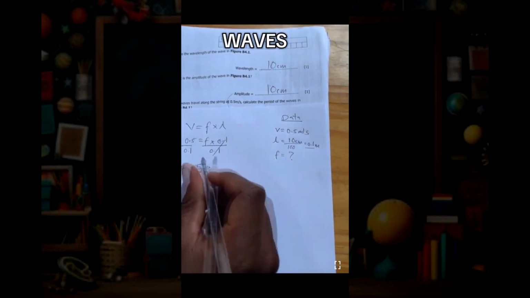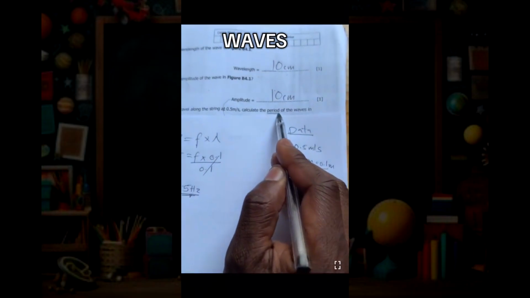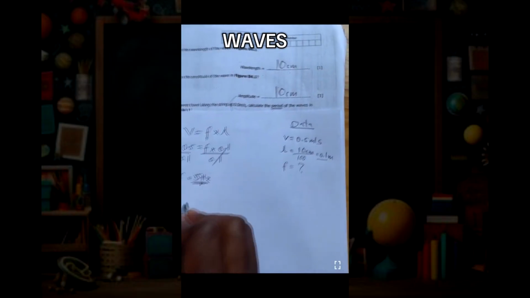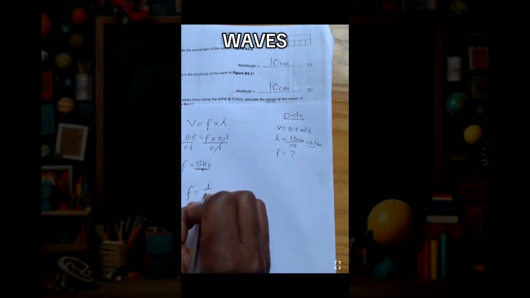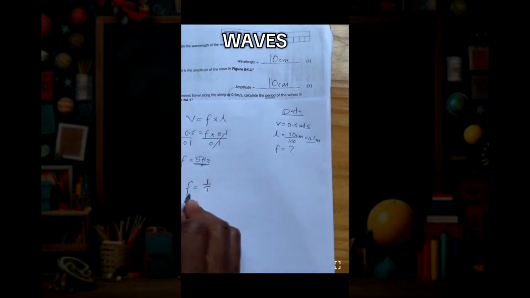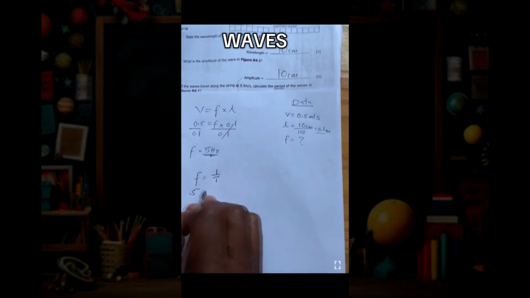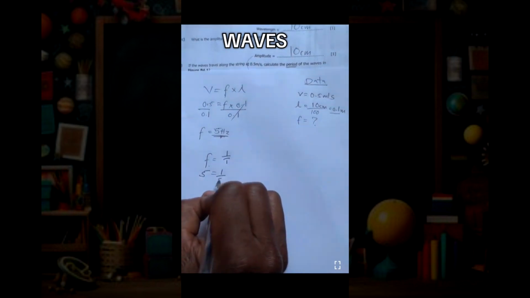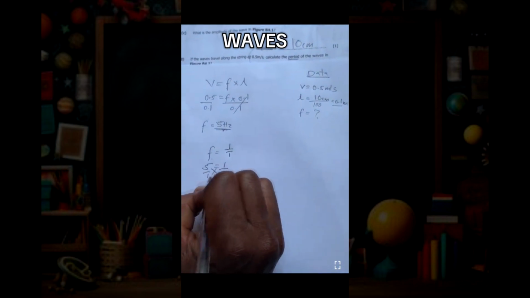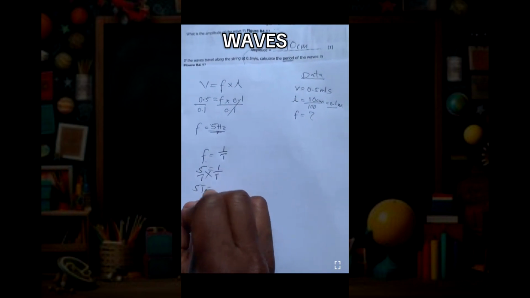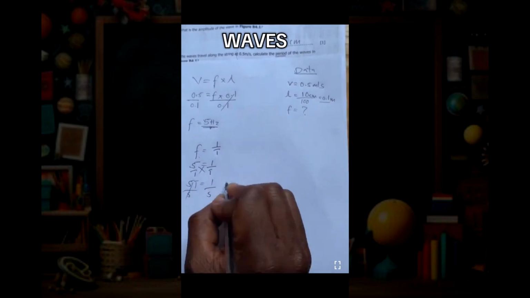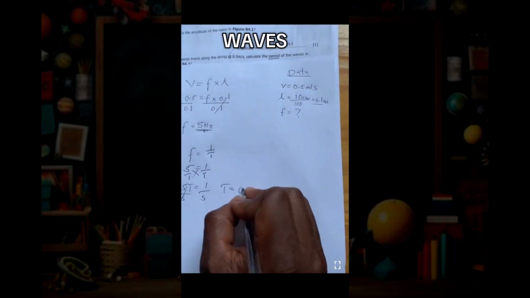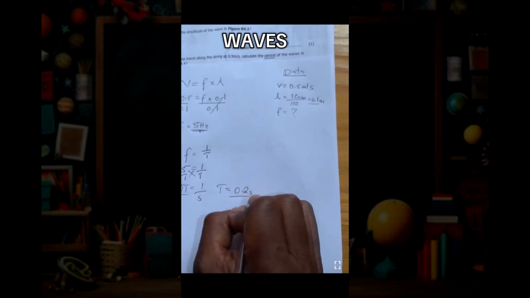But the question is asking us to find the period. Therefore, for the period of the wave, we say frequency is equal to 1 over the period of the wave. What was the frequency? 5. And 1. We want to find the period. So you cross multiply here. 5T is equal to 1, so T equals 1 over 5. Therefore, the period is 0.2 seconds.